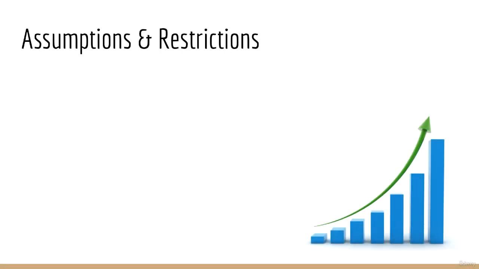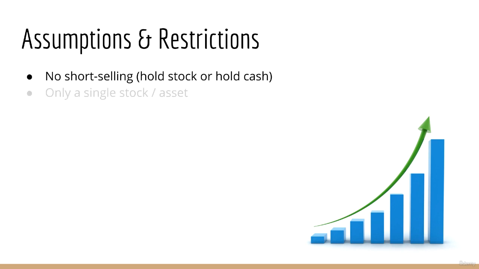Let's now talk about some assumptions and restrictions we've just made. Firstly, in the following lectures, we will assume that you will not short sell. That is, either you will hold stock or you will hold cash. So you won't be able to make money when the stock price goes down. Second, and this one's pretty obvious, we are only working with a single stock or a single asset, such as the S&P. Of course, if you wanted to run this algorithm on two assets, you could do that, but they would be completely independent.